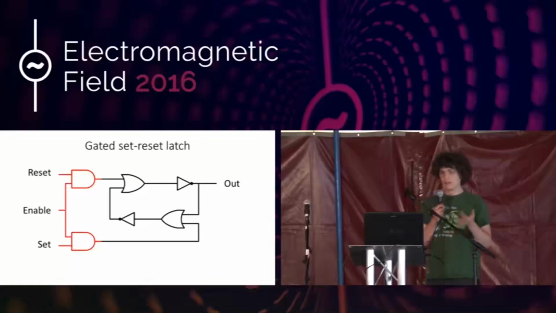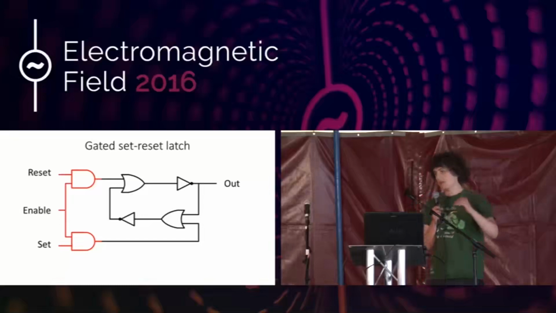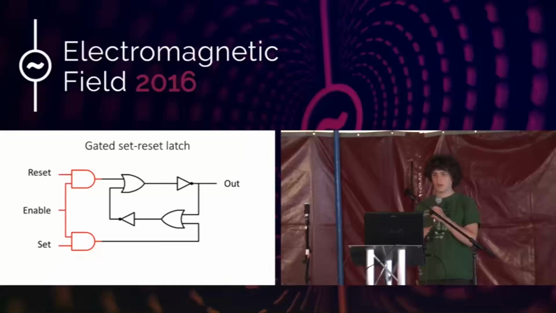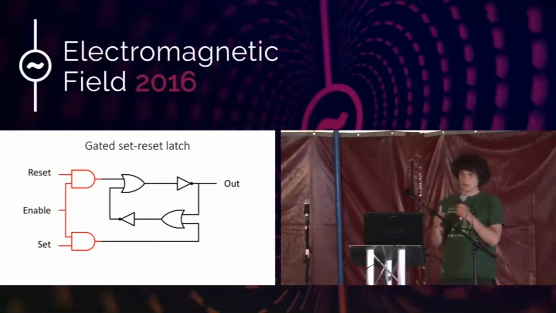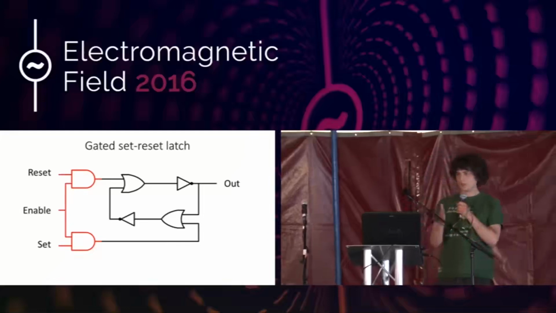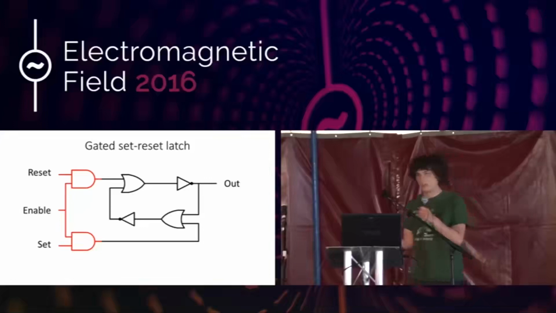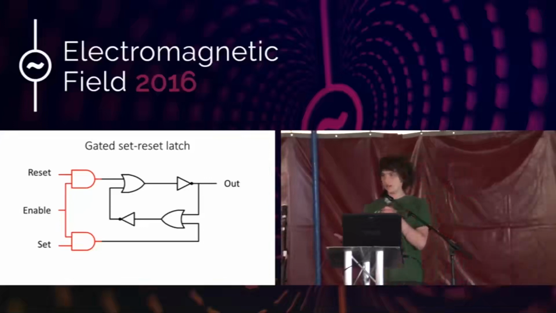So this enable signal will now only, if the enable signal is high, we will be able to set and reset the latch, change its state. So if we would connect this enable signal to a clock, then the latch would be responsive during half of the clock cycle. So this is already better than what we initially had, that it was changing all of the time.